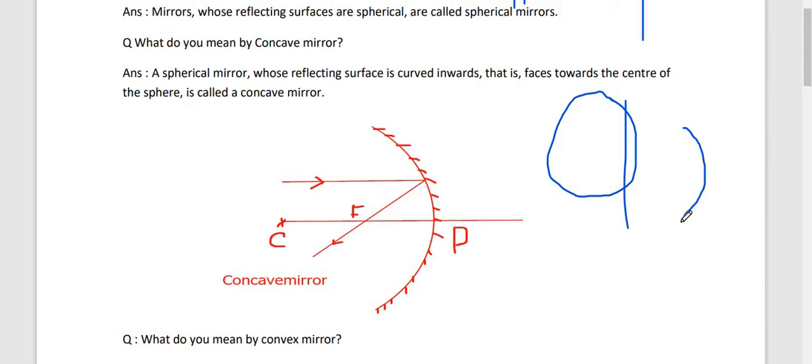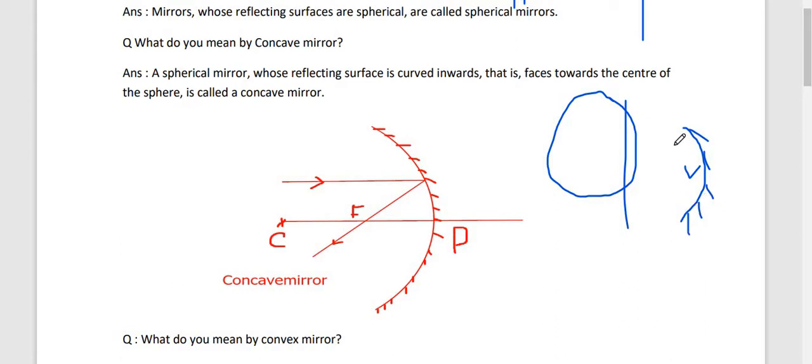So in case of a mirror, one surface is painted, colored, some chemicals are applied, and another part is the reflecting part. So if we want to make this the reflecting part, then here some chemicals will be painted so that there will not be transmission but reflection.